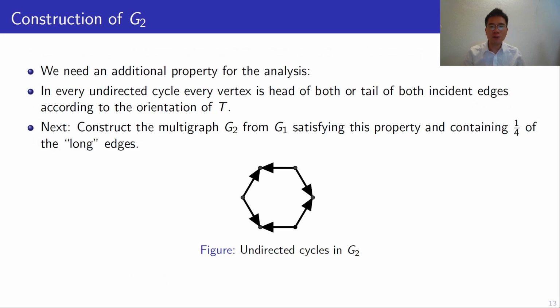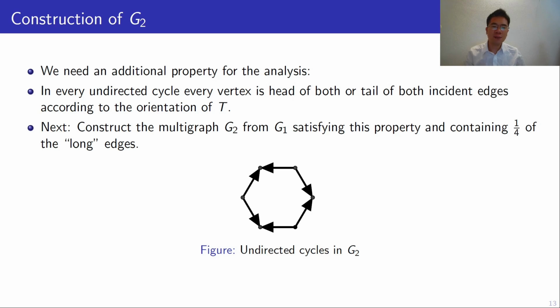We need an additional property for the analysis. Therefore, we'll construct a multigraph G2. The additional property is: in every undirected cycle, every vertex is head of both or tail of both incident edges according to the orientation of T. In this figure, you can see an example of an undirected cycle in G2, and basically every cycle has to have this form.